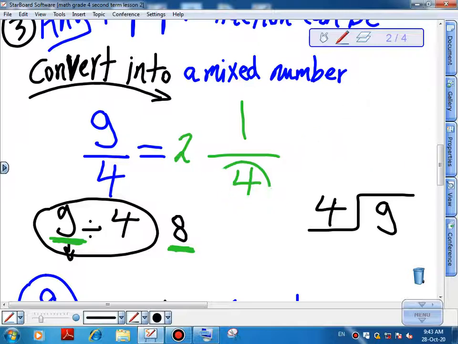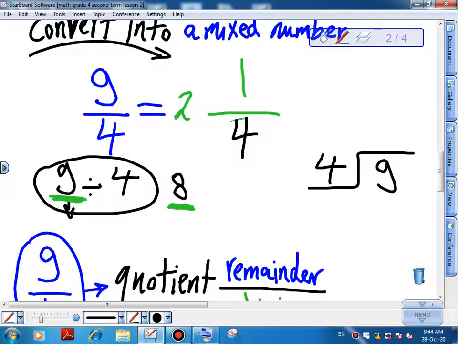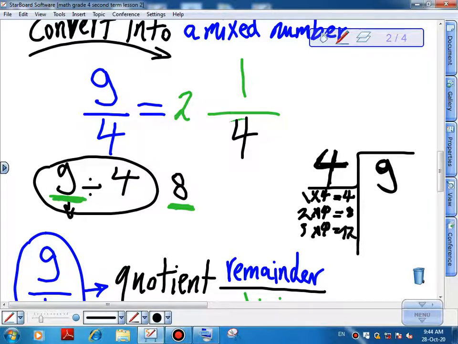Okay? Another way is to use long division: 9 divided by 4. I make the times table of number 4. 1 times 4 equals 4. 2 times 4 equals 8. 3 times 4 equals 12. I can't find 9, so we take the nearest number to 9 that is divisible by 4, which is 8. We put 8 under 9 and put 2 in the quotient.